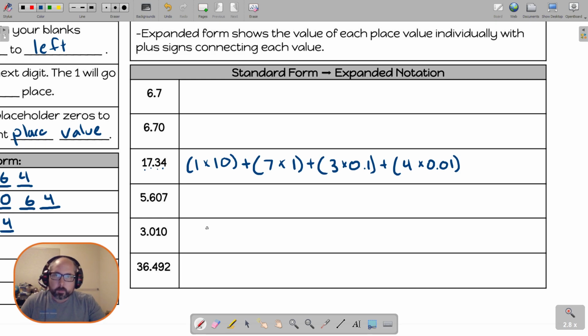Okay, so that wraps up decimal basics. I will leave you on your own to finish out this section. Enjoy.